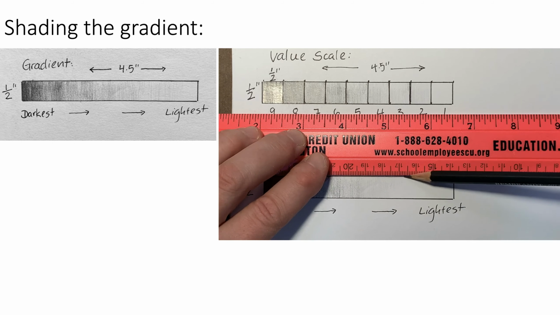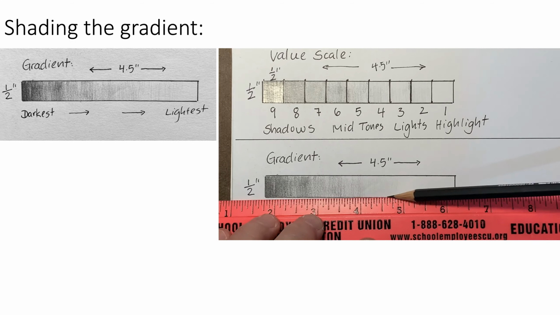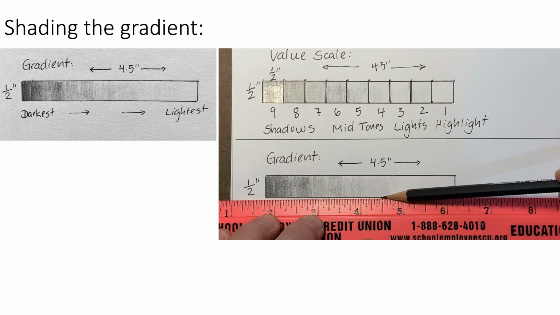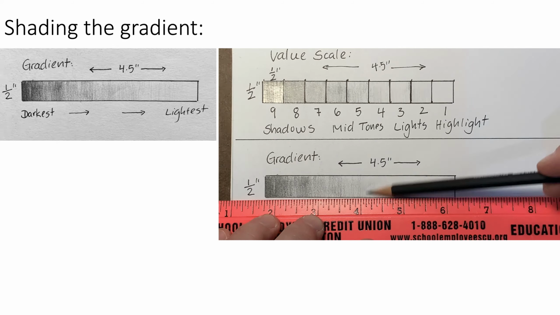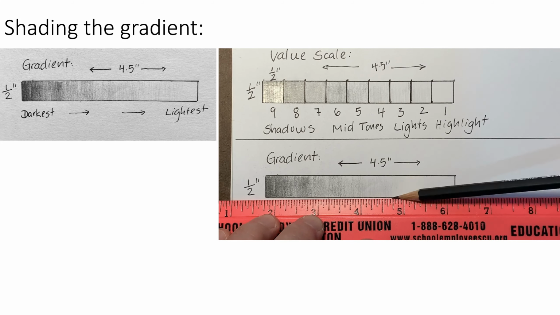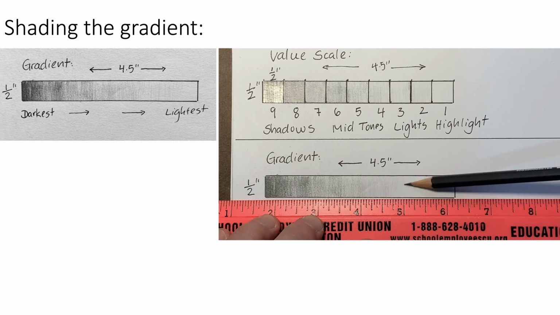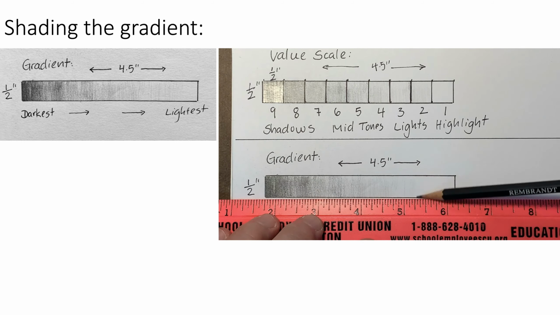I'm getting pretty light here. You can see I'm going back to add a little bit more value because I was getting too light too fast. I'm going to my lightest pencil, the 4H, barely touching the paper, just adding really light value and fading out to nothingness.